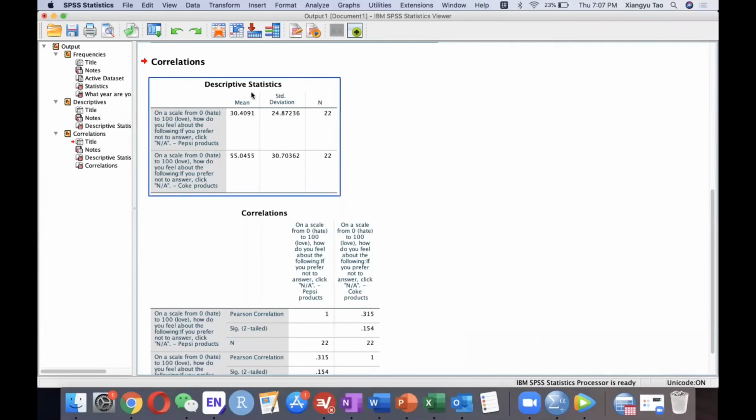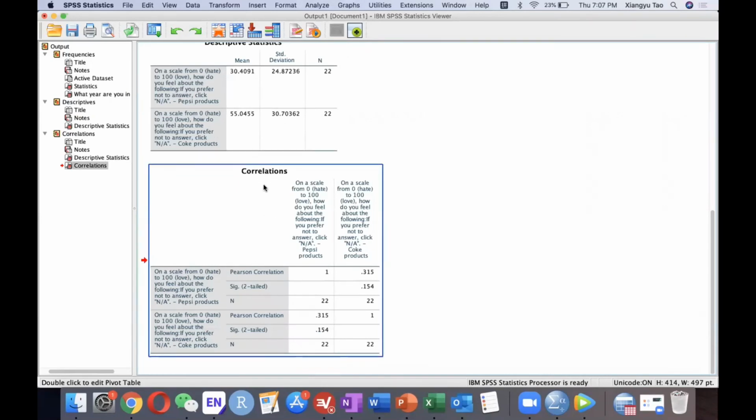So as you can see here, the mean for love of Pepsi is 30, and the love for Coke is 55. Wow, so you guys like Coke. You don't like Pepsi. And the standard deviation is, I would say, similar, 24 versus 30, considering the range is big. It's 0 to 90, right?